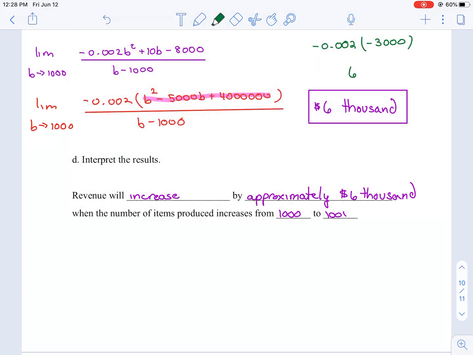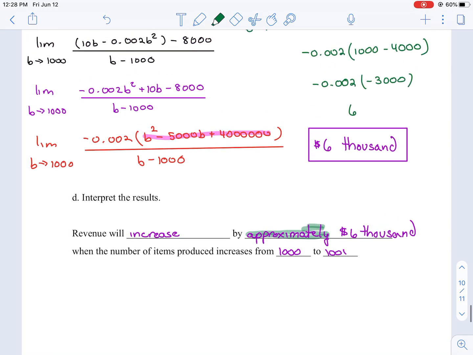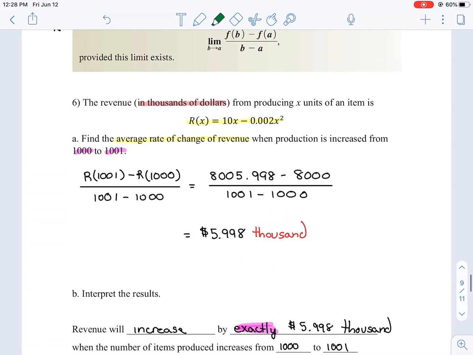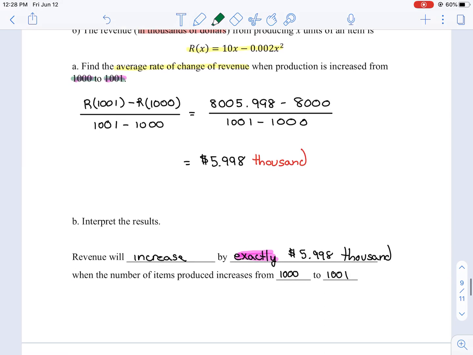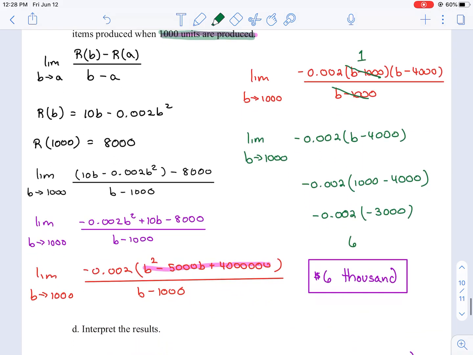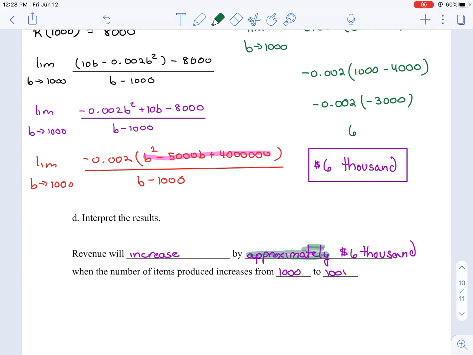And the reason why this is only an approximation of the increase in revenue is because the problem only gives 1 point to evaluate. In the previous example, again, there were 2 points to evaluate, so we can compare them and get an exact increase. Since there's only 1 point in this problem, the solution that we get is an approximate increase. And again, this is a pretty close approximation. I think you're only off by $2.